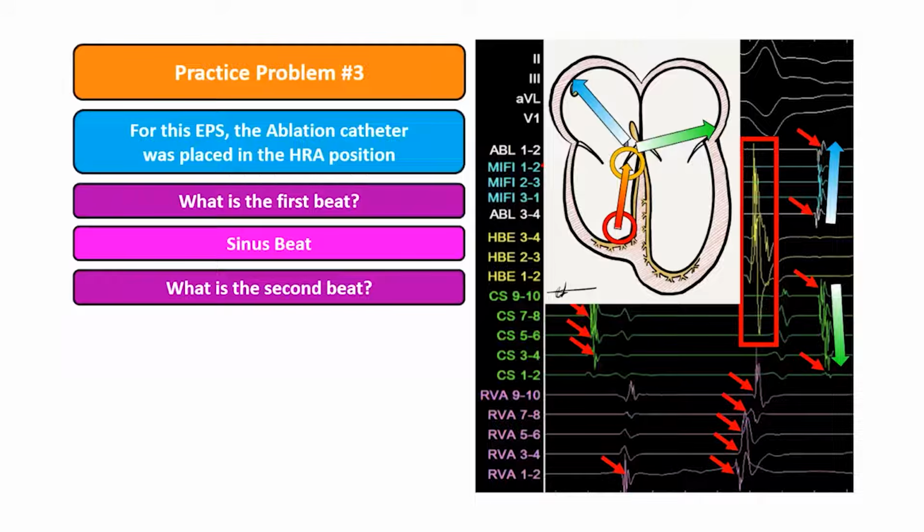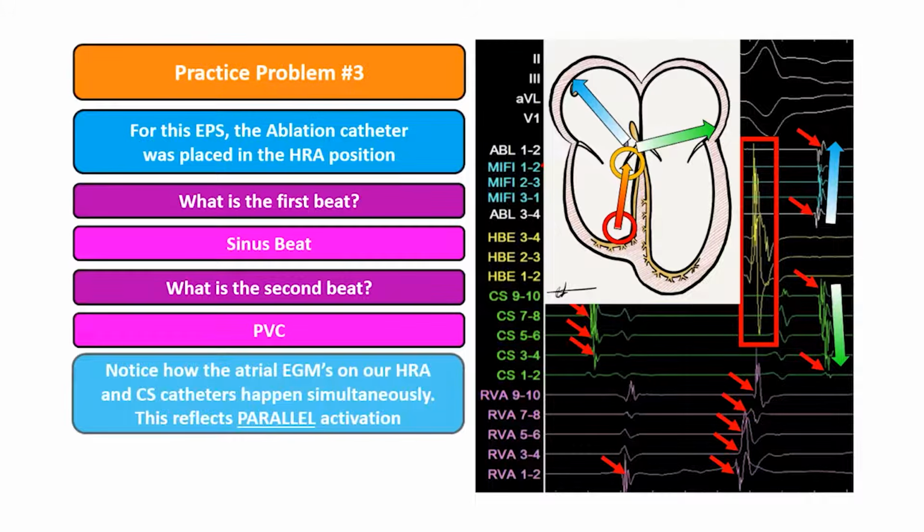So what is this beat? This beat is a PVC. Notice how the atrial electrograms on our high right atrial catheter and our CS catheters happen simultaneously. And this is an important thing to realize. When the heart depolarizes, not every event occurs sequentially. Some things happen at the same time. Once again, parallel activation of the atria.